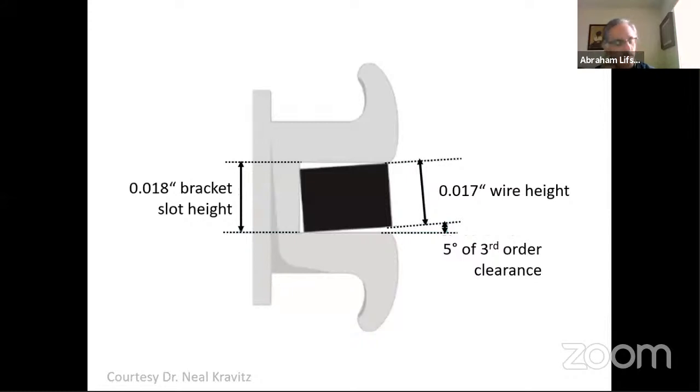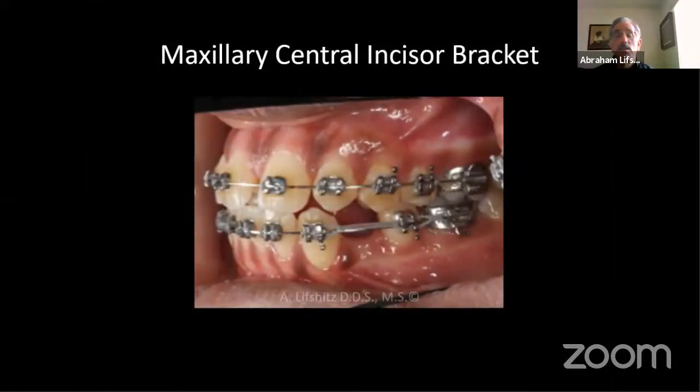That's why it's very important to use the bracket which can provide you the highest amount of torque. Some practitioners, instead of using a central incisor bracket, use a lower second premolar bracket, which increases the amount of torque. So that's another bracket that you can use. In this case, I did use the maxillary central incisor bracket. As you can see, the canine has the maxillary central incisor bracket.